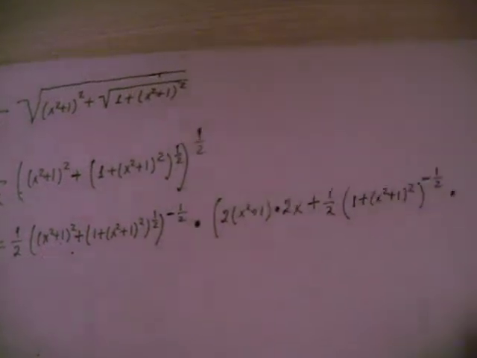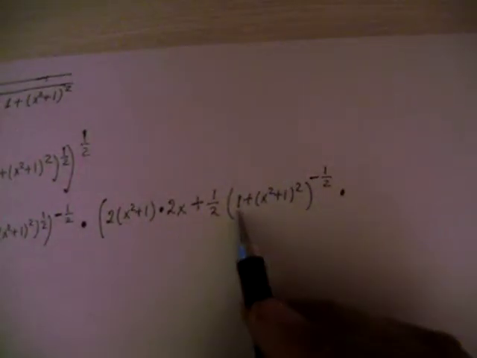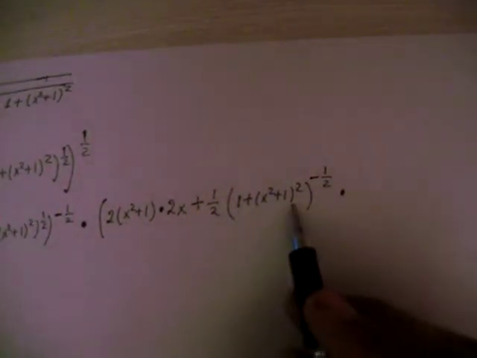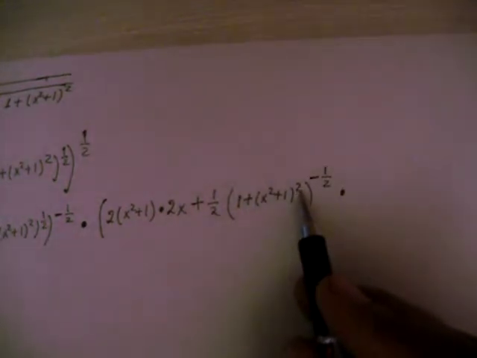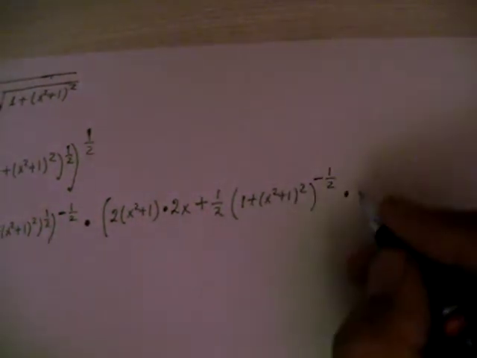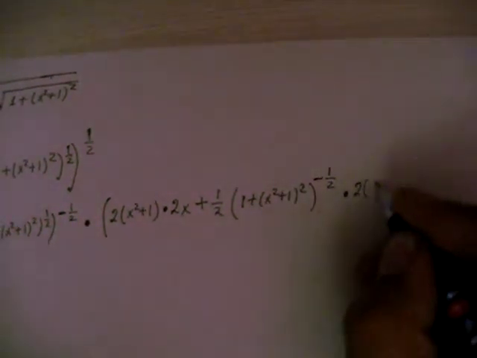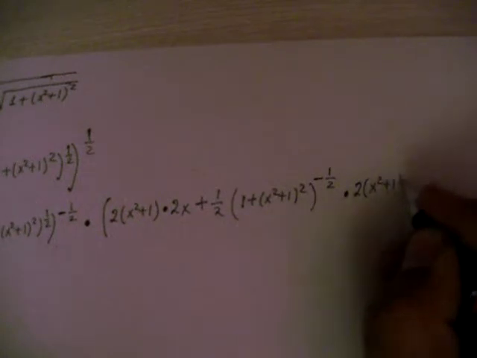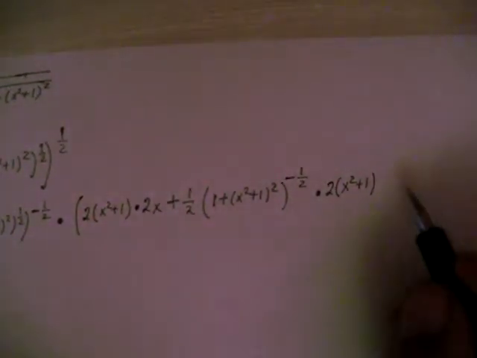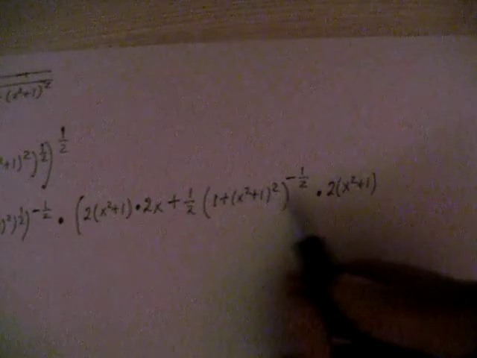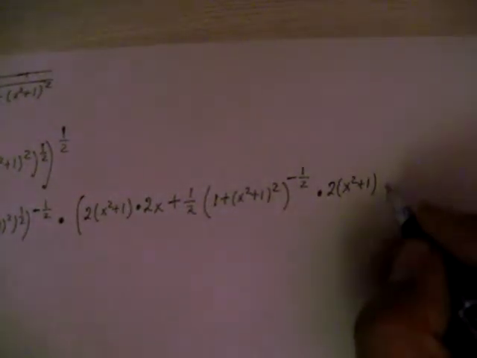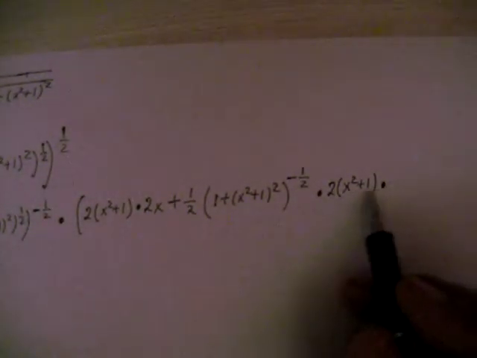times derivative of inner function. Derivative of 1 is 0, so derivative of x squared plus 1 quantity squared, so we are using chain rule again, 2 in front of the parenthesis, and we have x squared plus 1 inside the parentheses, and subtract 1 from power, it is 1, times derivative of inner function.